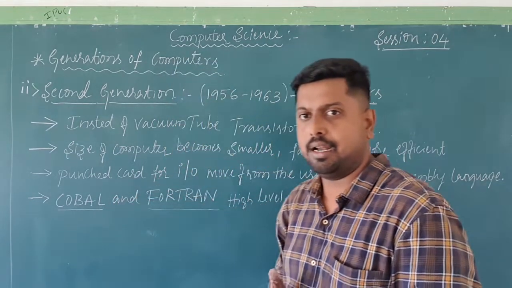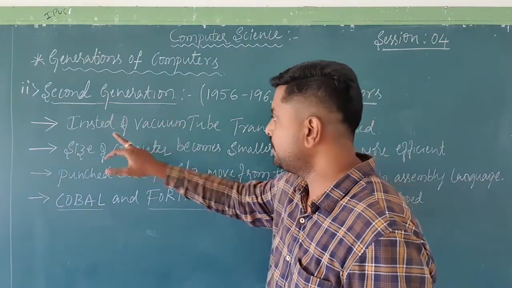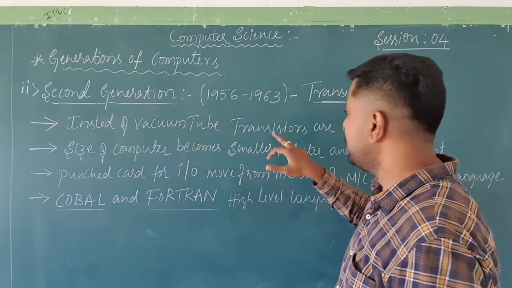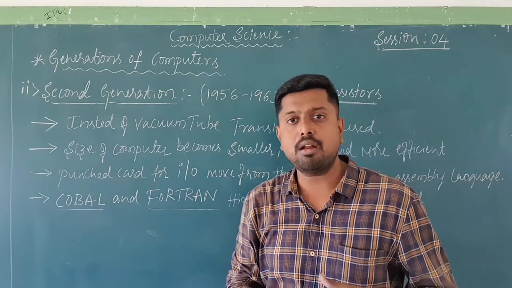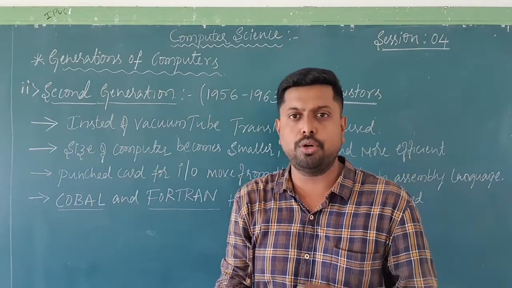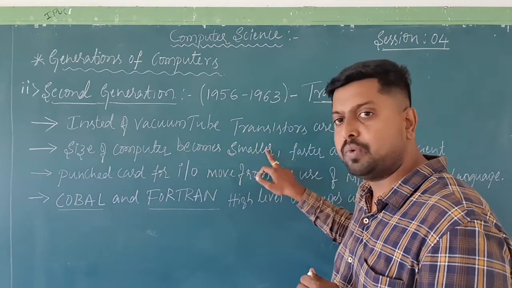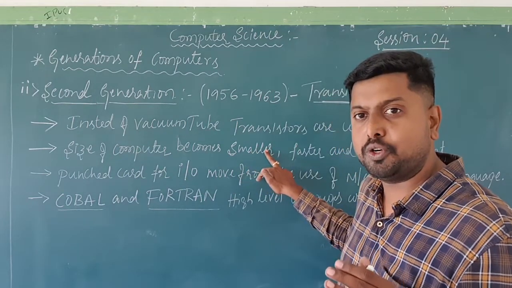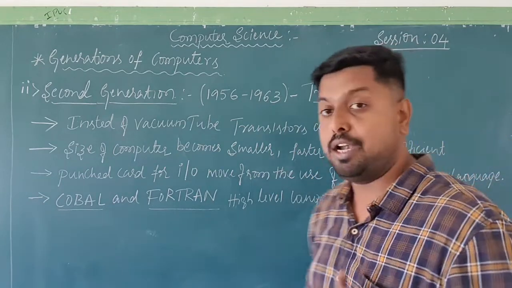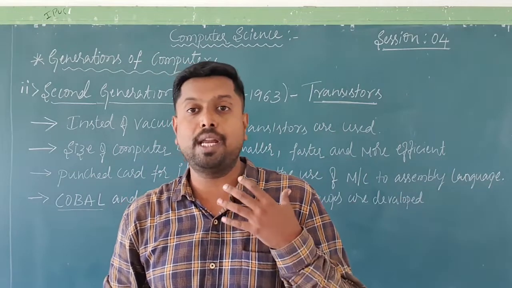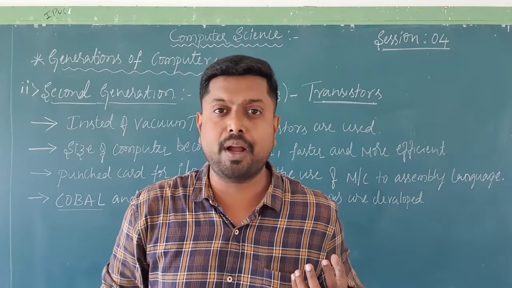Let us see the second generation characteristics. In the second generation of computers, transistors are used instead of vacuum tubes. Transistors are also used to store data. The size of the computers becomes very small, and they are faster, more effective, more efficient, and more reliable in nature. These are the properties of transistors in the second generation of the computer.